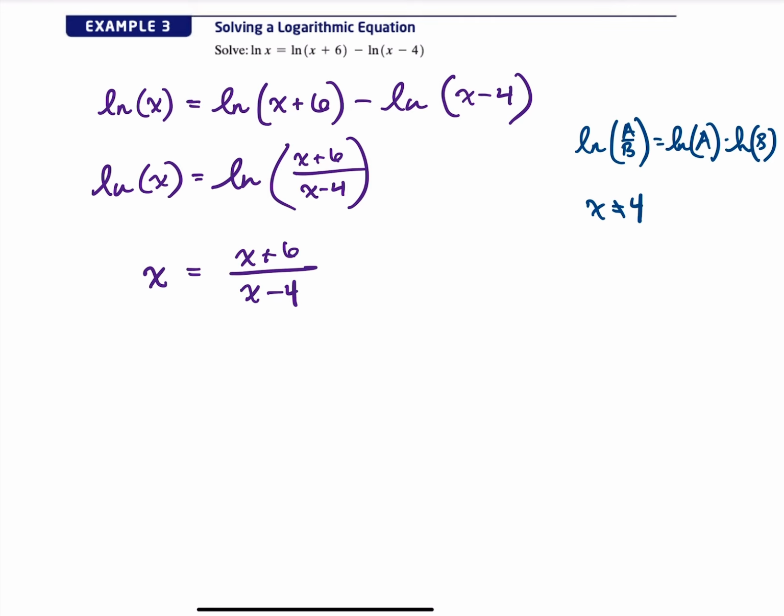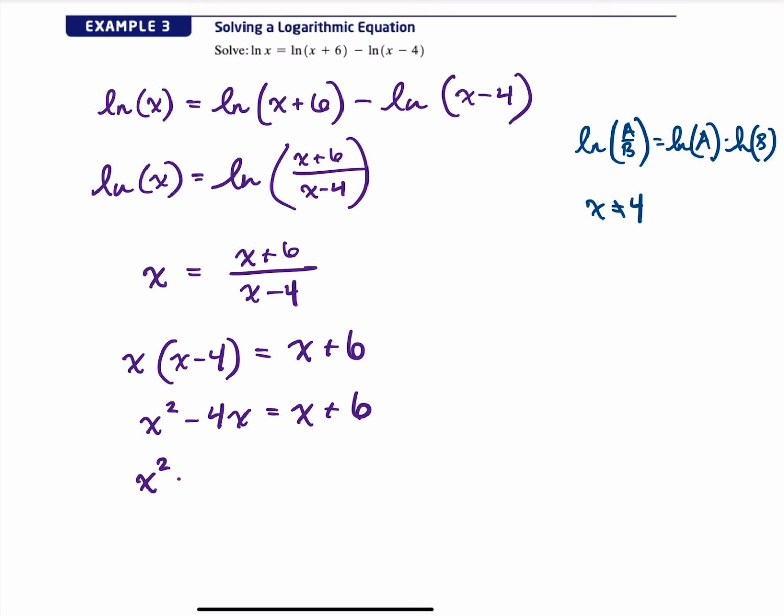How about we multiply that denominator over to the other side? So I'll get x times x minus 4 equals x plus 6. And then we can distribute that x to both terms. So that will give me x squared minus 4x equals x plus 6. Let's get everything over to one side. I'll subtract the x over, so x squared, this will become minus 5x, and then I'll subtract the 6 over. So x squared minus 5x minus 6 equals 0.